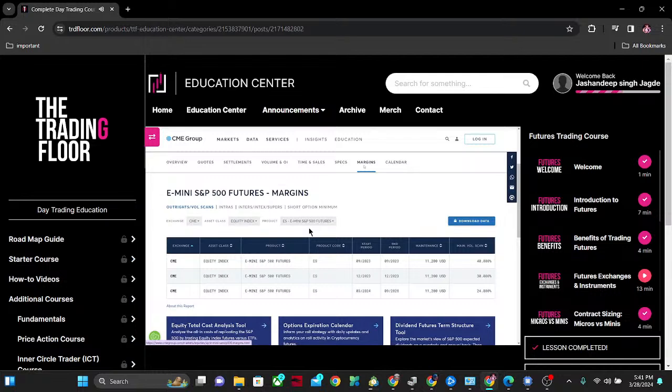Okay, so clicking on margins brings you to a page that explains that the CME exchange, being the centralized exchange that it is, requires brokers to have a maintenance of at least this much for their margin maintenance.